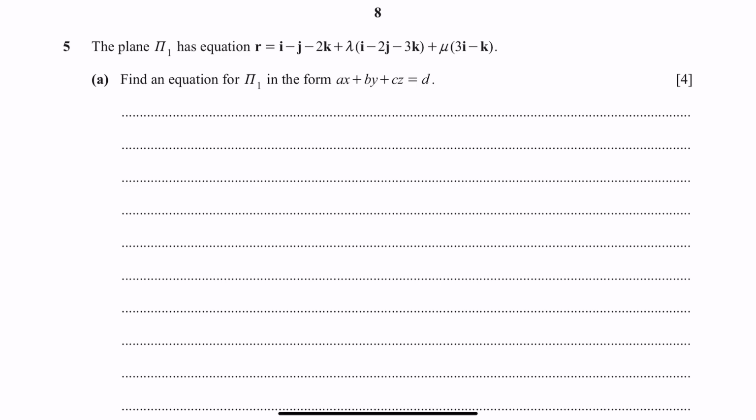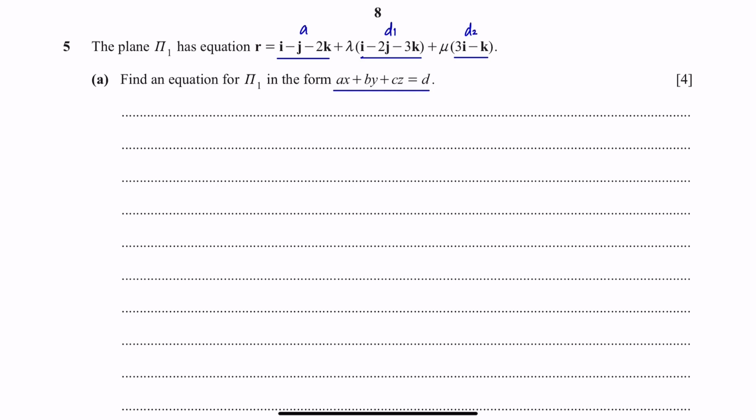For question 5, we have a plane that has the equation in this form, and now we need to find it in the form of ax plus by plus cz equals d. So in the original form, we have a point. This is a point on the plane. Let's call it A. This is one of the directional vectors on the plane. Let's call it D1. And this would be the second directional vector on the plane.